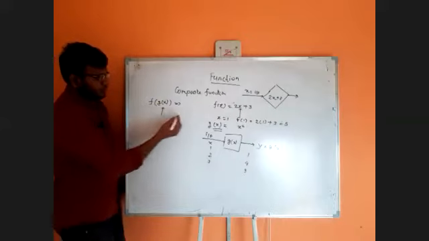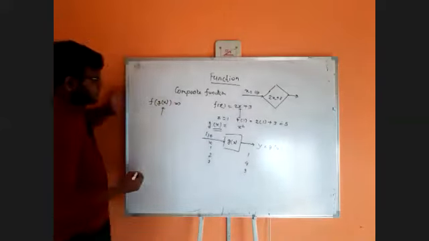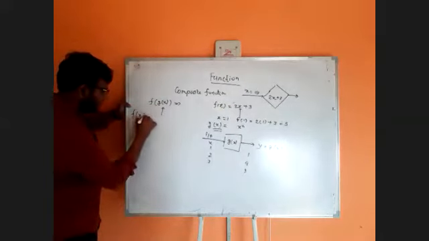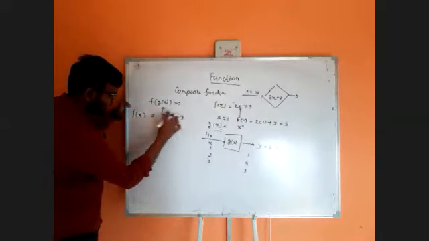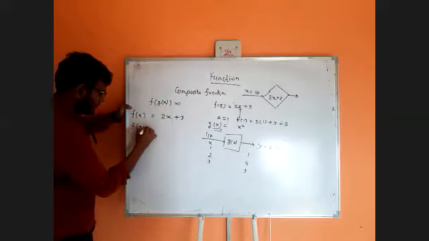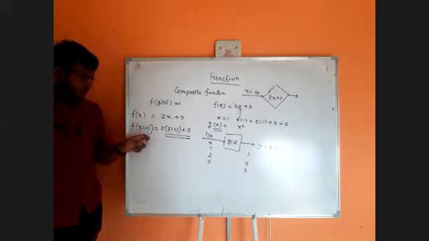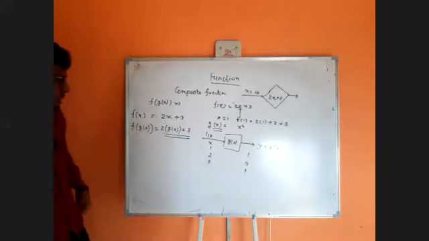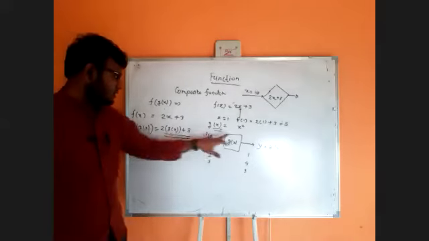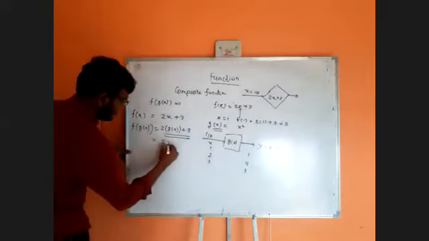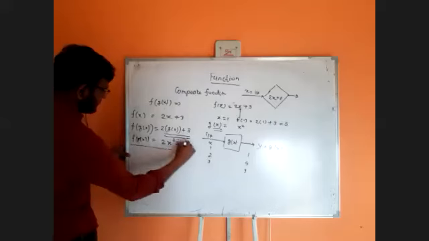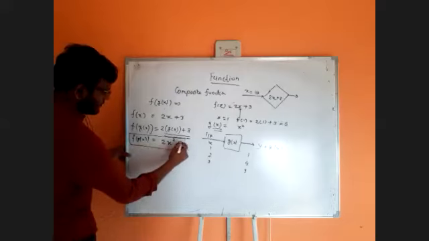So f(x) is 2x + 3. Then f(g(x)) will be 2(g(x)) + 3, because the input is now g(x), and that g(x) will be fed to f(x). So what is g(x)? g(x) is x squared. So the answer would be 2x squared + 3. So this is f(g(x)). This is how we calculate composite functions.